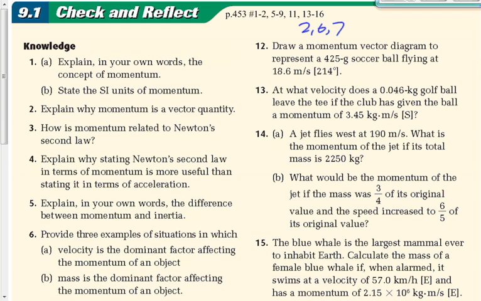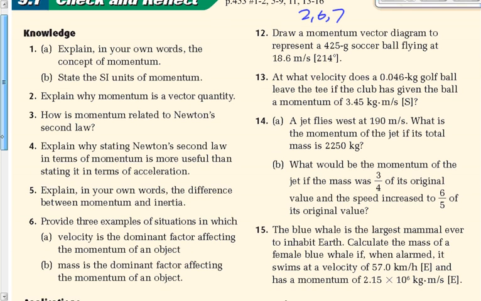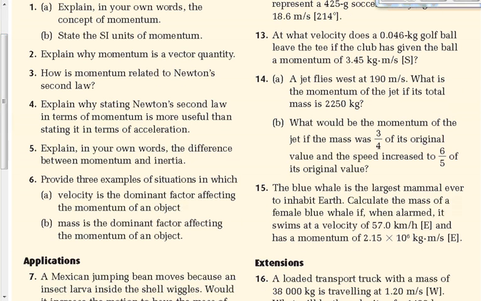Number 6 says provide 3 examples of situations in which velocity is the dominant factor affecting the momentum of an object. Sometimes we're reading a question and we don't get the question wrong because we don't know the physics. Sometimes we get the question wrong because we can't read the question. Sometimes we see a word that we don't understand.